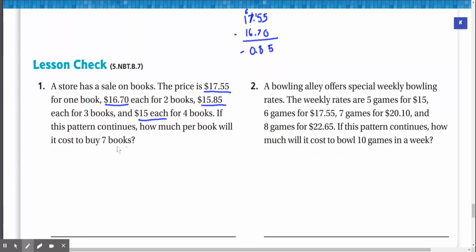So if we want to find out how much it costs for 7 books, we could take this price for 4 books and subtract it 3 more times. So 15 minus 0.85 would give us, we're going to have to regroup this to 14, 9, then 10. 10 minus 5 is just 5. 9 minus 8 is 1. It becomes 14.15. This is for 5 books.